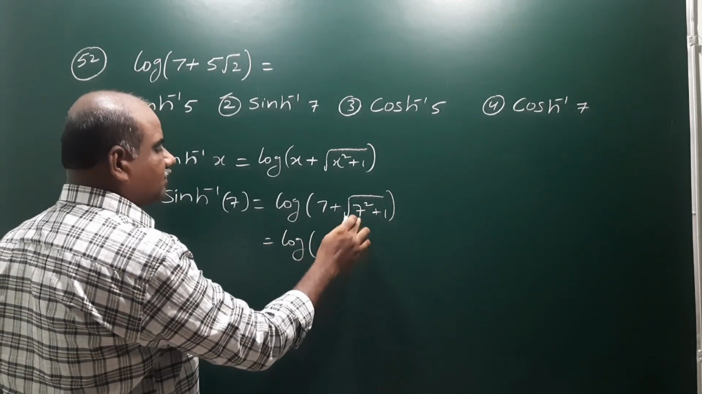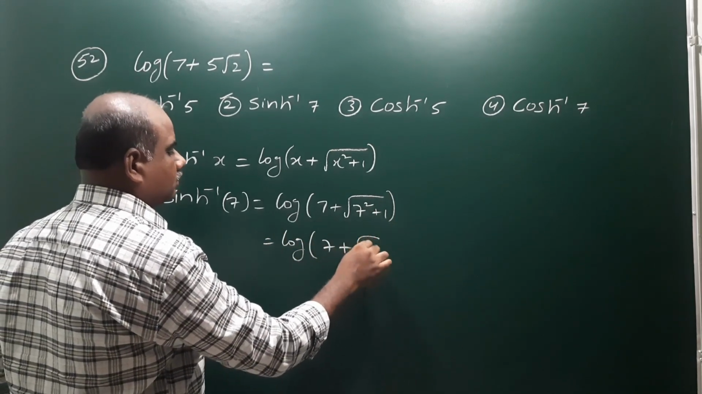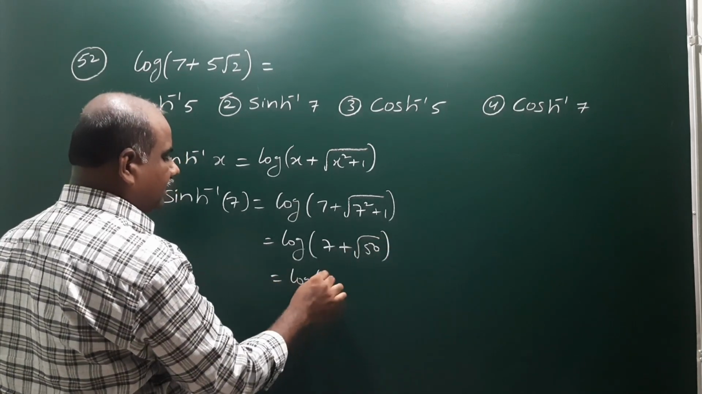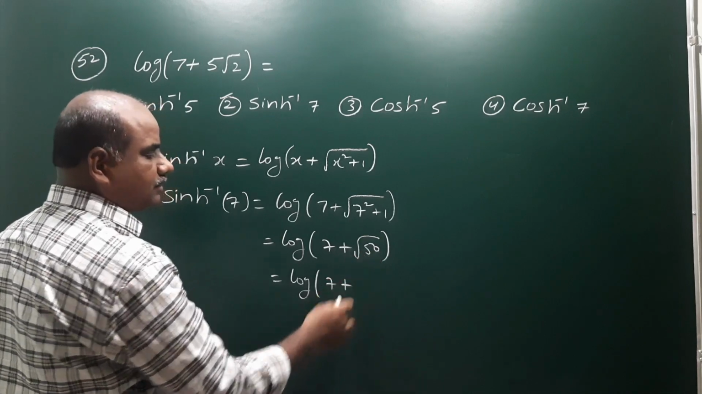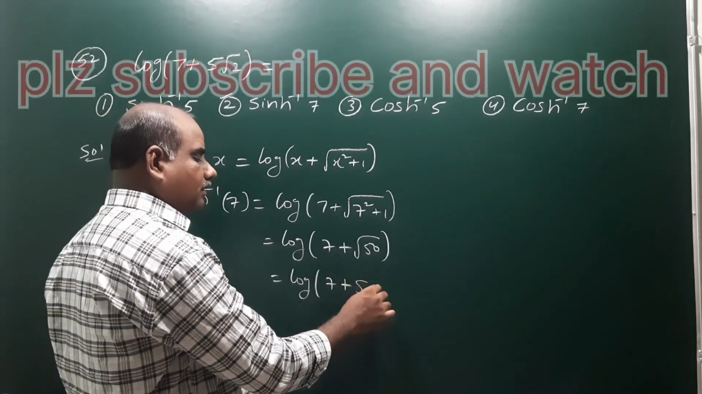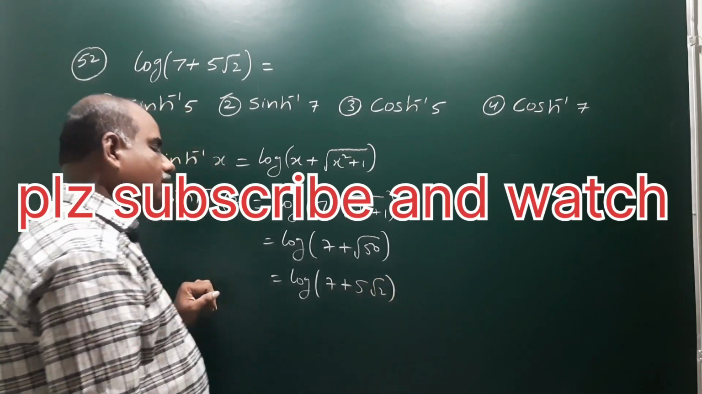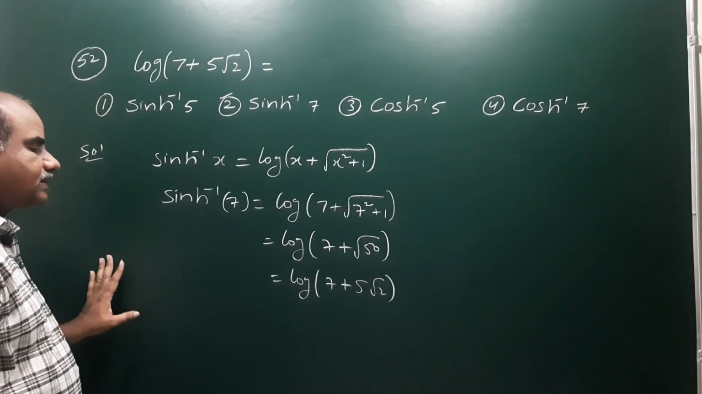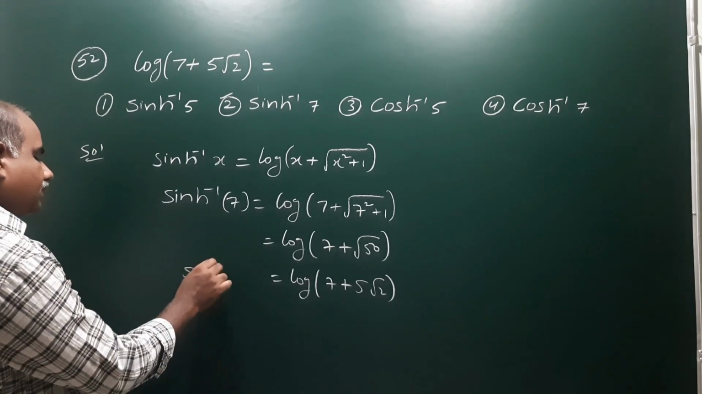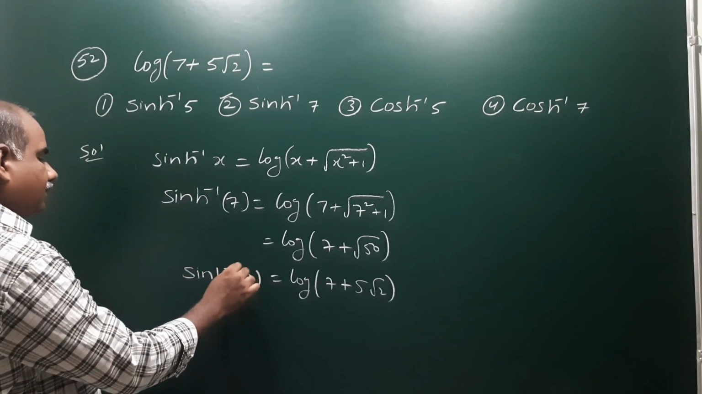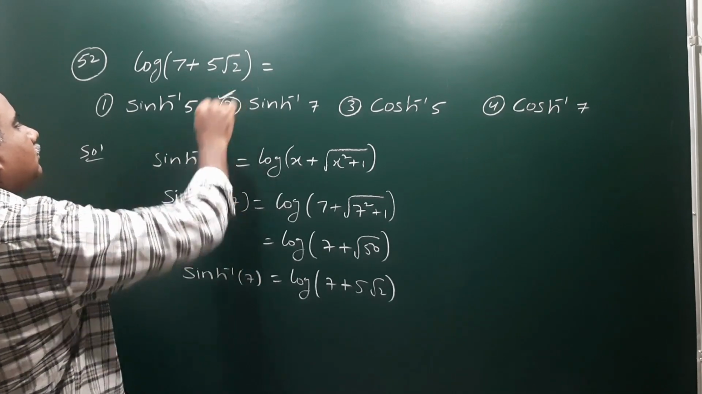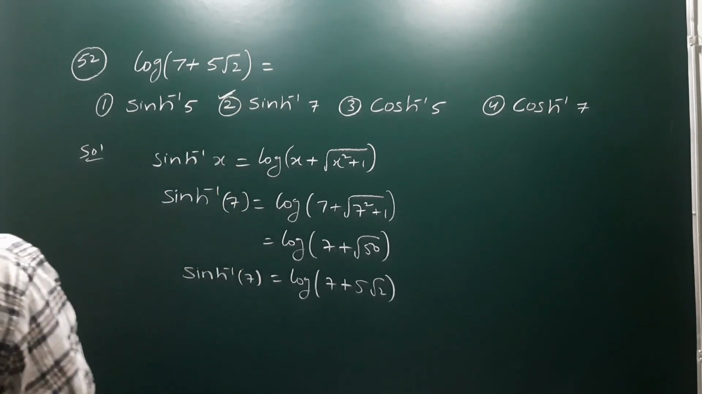Log of 7 plus root of 49 plus 1, that is root 50, and this can be written as 25 times 2. Root of 25 means 5, and the remaining is root 2. Therefore log of 7 plus 5 root 2 is equal to sinh inverse 7. That's why it is equal to option 2. Option 2 is the right answer.